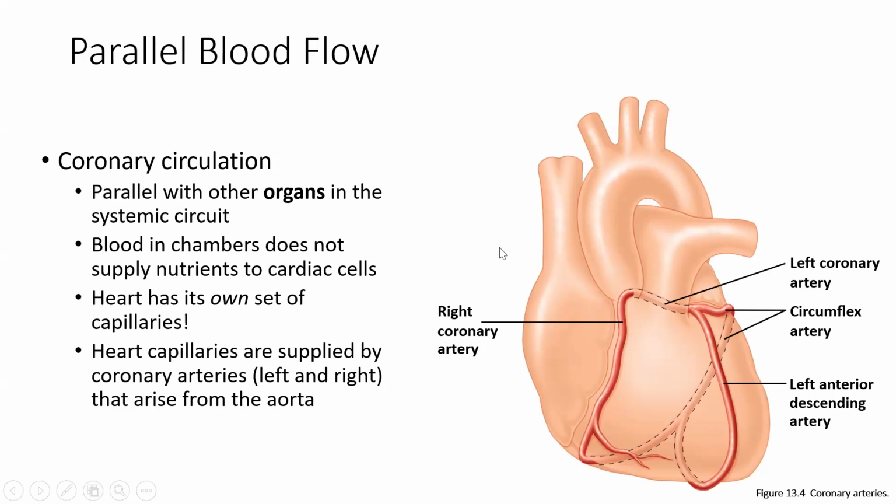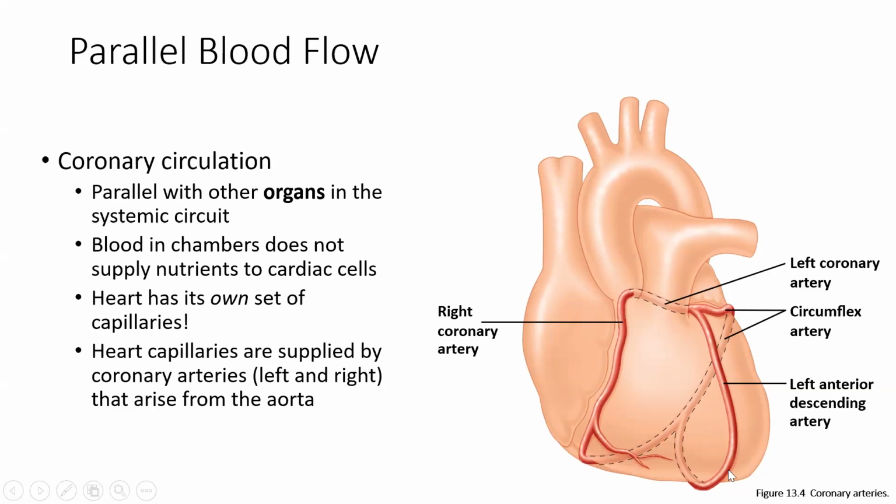So contrary to what we may want to believe, blood in the chambers of the heart does not actually supply the heart muscle, the cardiac cells itself, with blood. But there are vessels that are running on the outside of the heart that supply the heart with oxygen and nutrients. And these are called the coronary arteries. So the heart has its own capillaries, it has its own vessels. We're not going to talk about the exact branching.